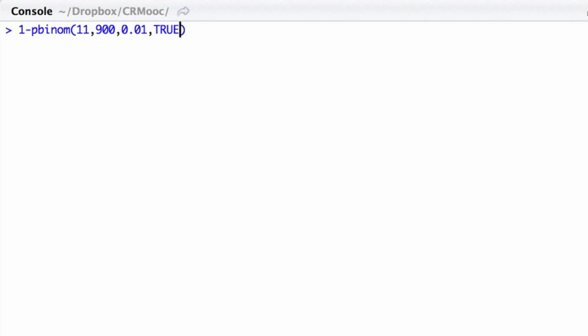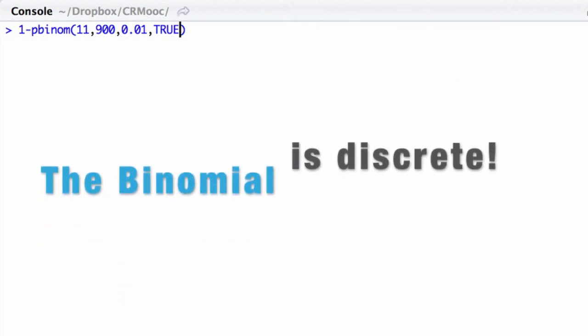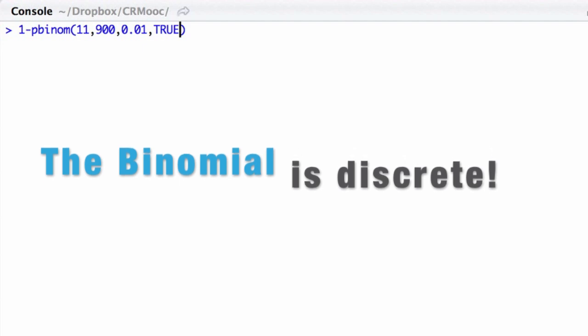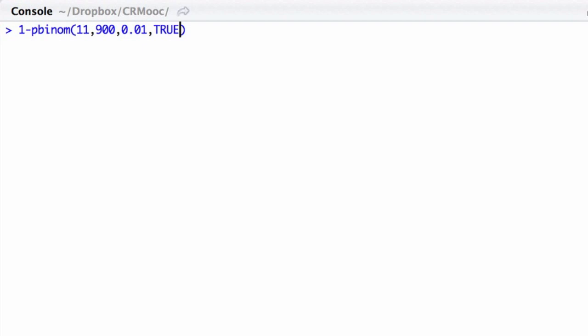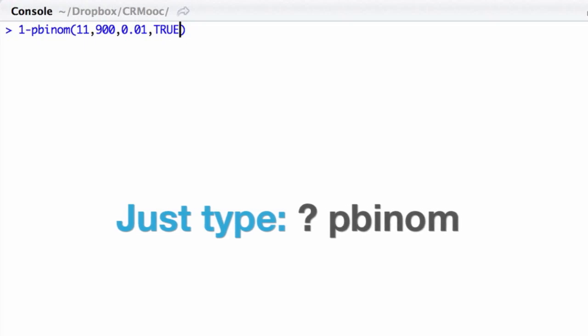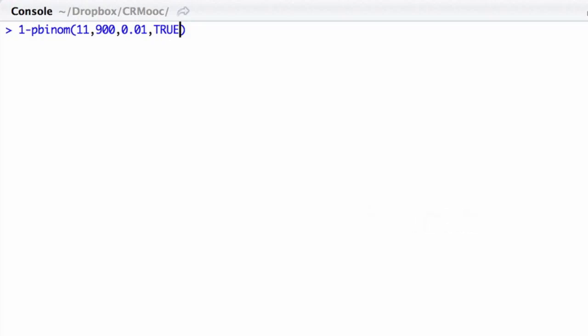But why are we typing 11 and not 12? Simply because the binomial is a discrete distribution. Hence, the probability of observing 12 or more exceptions is equal to 1 minus the probability of observing 11 or less exceptions, which is what pbinom 11, 900, 0.01, TRUE computes. I refer you to the help guide of R for more details about the use of the function.